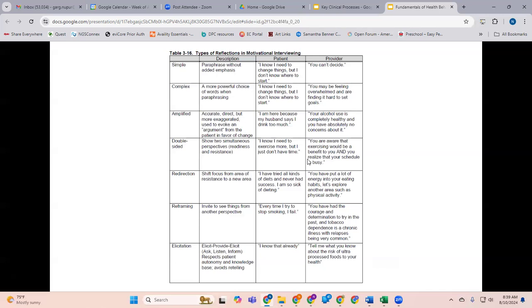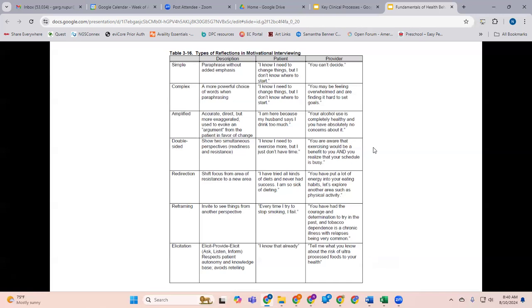So one of the examples that I remember being on the test, double-sided: I know I need to exercise more, but I just don't have time. And this is the important part here, is this "and." So when you see the "and," you have to think about this one. You are aware that exercising would be a benefit to you, and you realize that your schedule is busy. So it's like a double-sided reflection. I don't know why they name things the way they do, but basically it's to show two simultaneous perspectives at the same time.